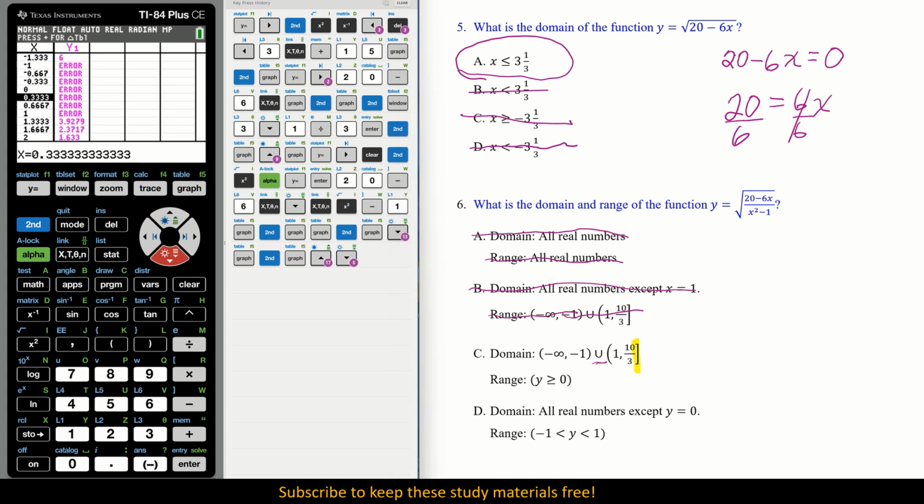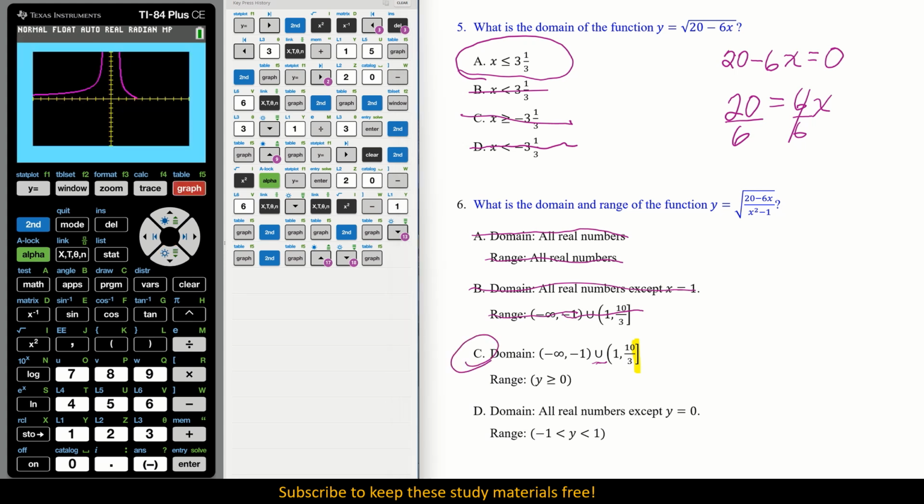So let's arrow down and look at that again, and past that, it verifies past 3 1/3, we have an error. It just stops. So what about our range on C? Well, that is y is greater than or equal to 0. I believe C. That looks exactly like our graph. But let's check D. Domain, all real numbers except y equals 0. That doesn't make sense. That should be x equals 0. Domain is related to x, not y. And this range doesn't make sense either.